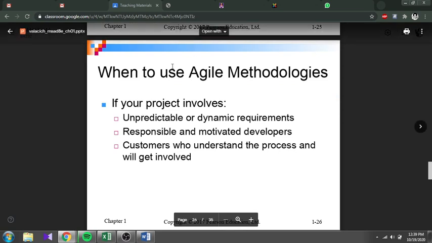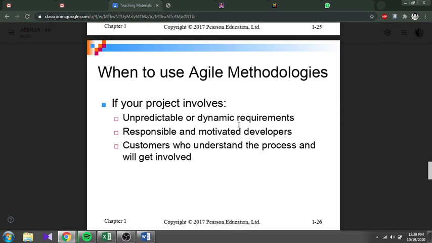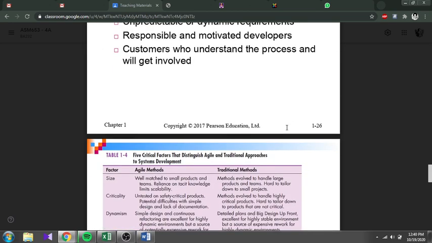When to use Agile methodology: unpredictable or dynamic requirements of the system, responsible and motivated developers, because maybe the system analyst or system programmer or computer programmer has a lot of enthusiasm, so they can go for this Agile methodology, and a customer who understands the process and will get involved.